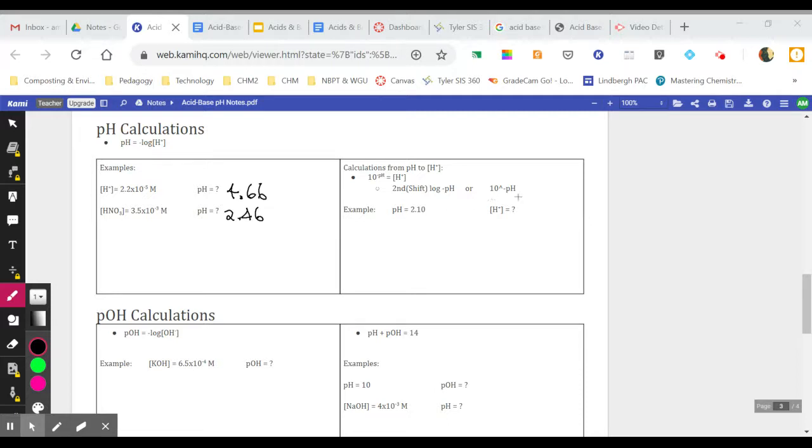Those of you who've done your trigonometry, algebra 2, pre-calc, you know that log is base 10. And so if we do 10 raised to the power of negative pH, it's the same thing as typing that in. So if I have a pH of 2.10 and I do 10 raised to the negative 2.10 in my calculator, I end up with 0.0079, and that's its molarity, its concentration.